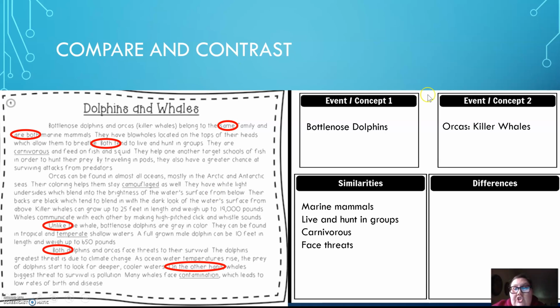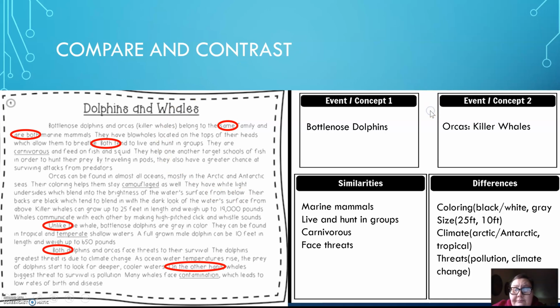Okay, so let's look at differences. Their differences are the way that they're colored. So the whales are black and white and the dolphins are gray. Another way that they are different is their size. The whales are 25 feet in length and the dolphins are 10 feet. And they also talked about weight there too, but I just touched on length. And the climate that they live in is another difference.